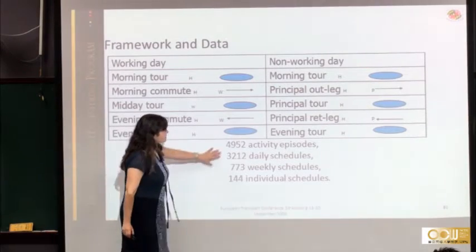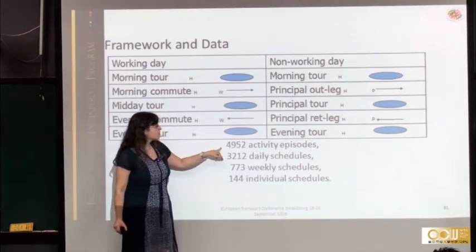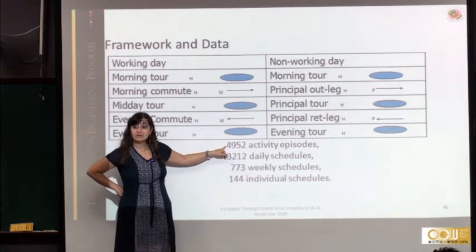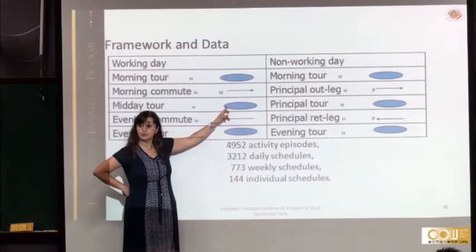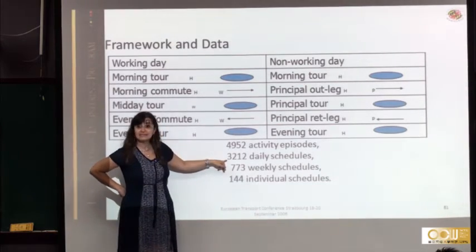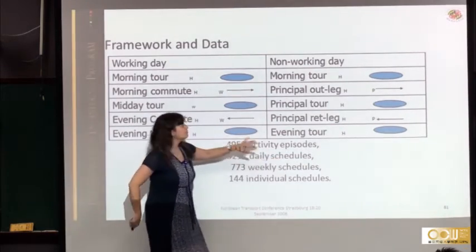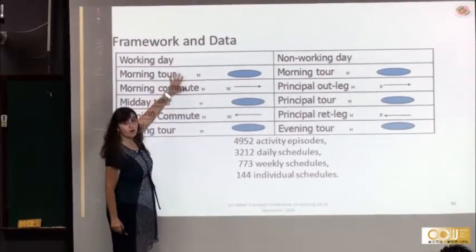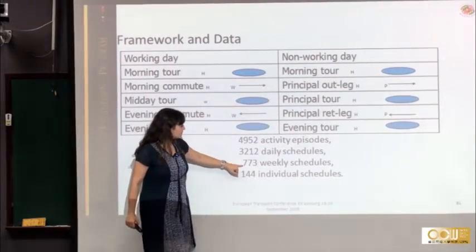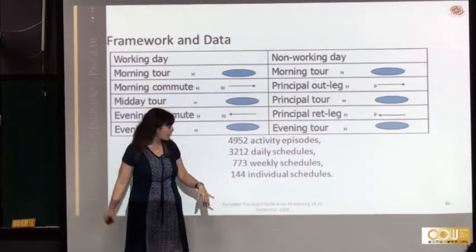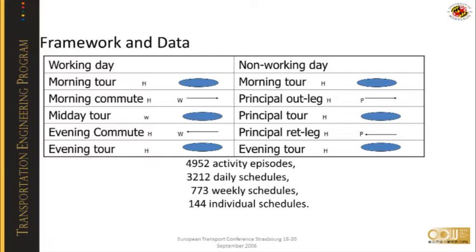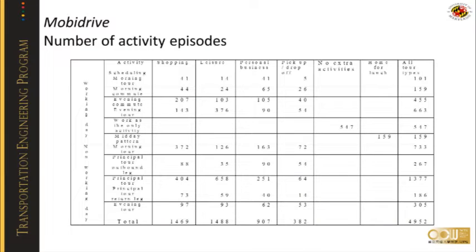So look at how rich the data set is, because I have about 5,000 activity episodes. So I have 5,000 of these tours. I have more than 3,000 daily schedules, so it means more than 3,000 of these altogether. I have 773 complete weekly schedules, and I have about 144 individual schedules. So this is a very rich data set, and this is the way they are constructed by activity.